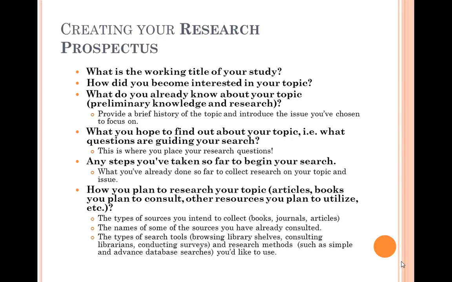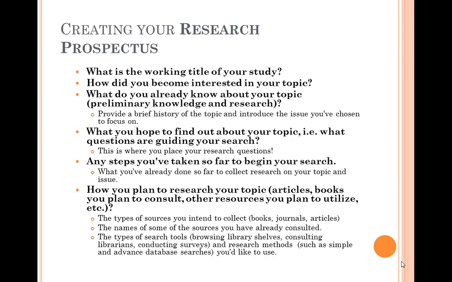So the next step after you've got your research questions is you're going to start drafting your research prospectus. And this is what's due at the end of the week. The main things that you need to create in your research prospectus are, what is the working title of your study? What are you going to call it? How did you become interested in this topic? Catalog that. Many of you did this in your abstract already. What do you already know about your topic? This is your preliminary knowledge and research.